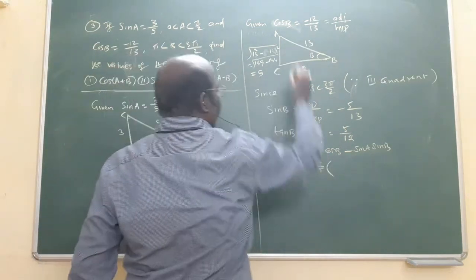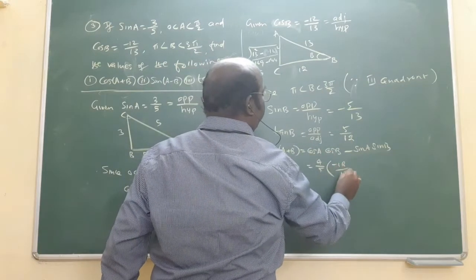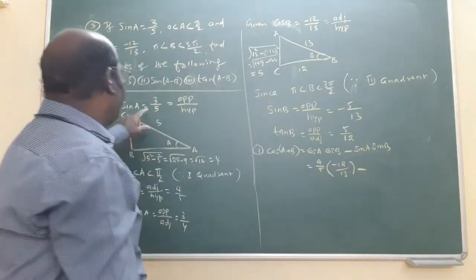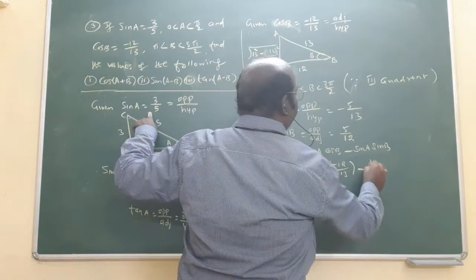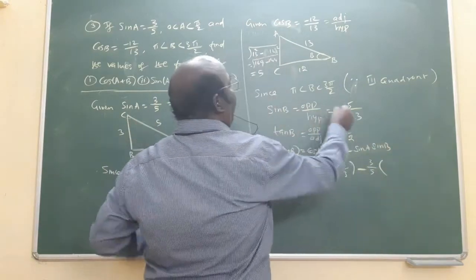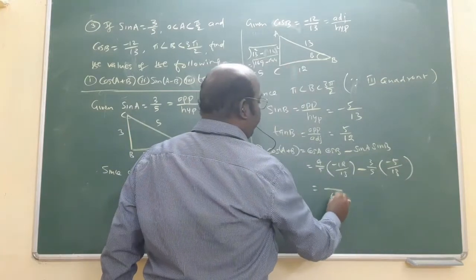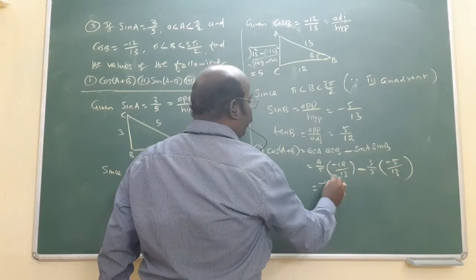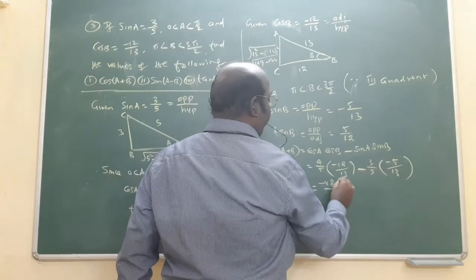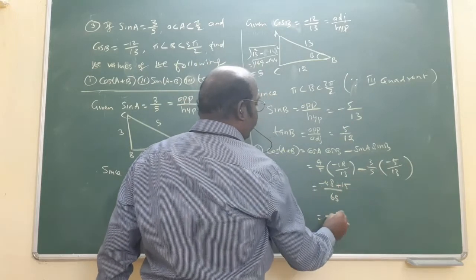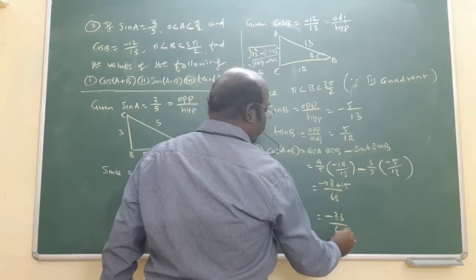Cos B is already given, minus 4 by 5. Sin A is given, 3 by 5. Sin B is already found, minus 5 by 13. The denominator 65 is the LCM. Multiply: minus 48 minus 1 plus 15. What is the answer? Minus 33 by 65 is the answer.